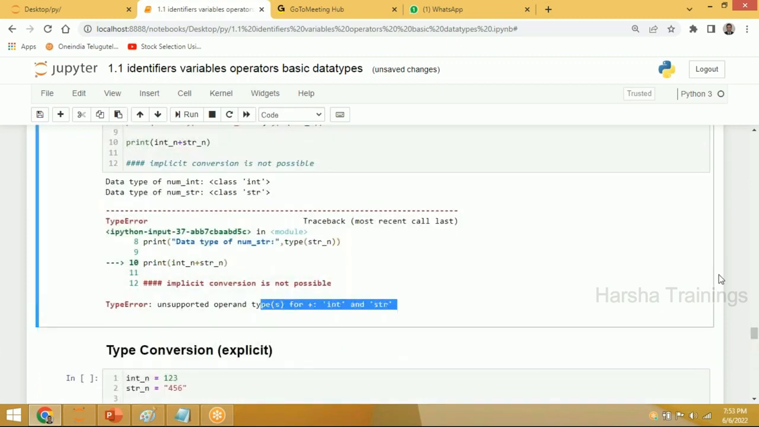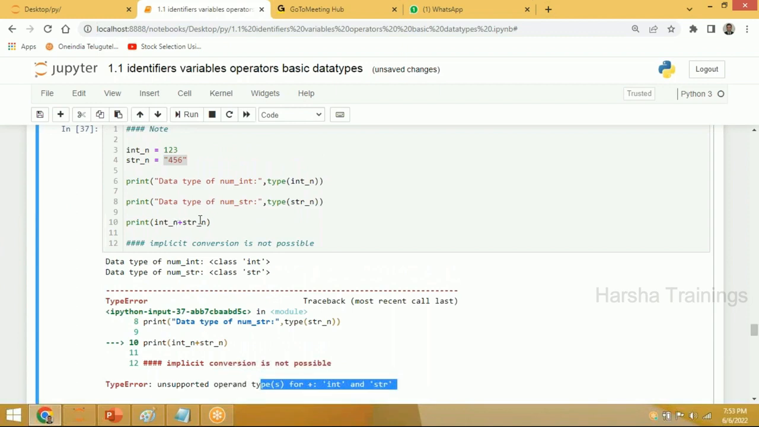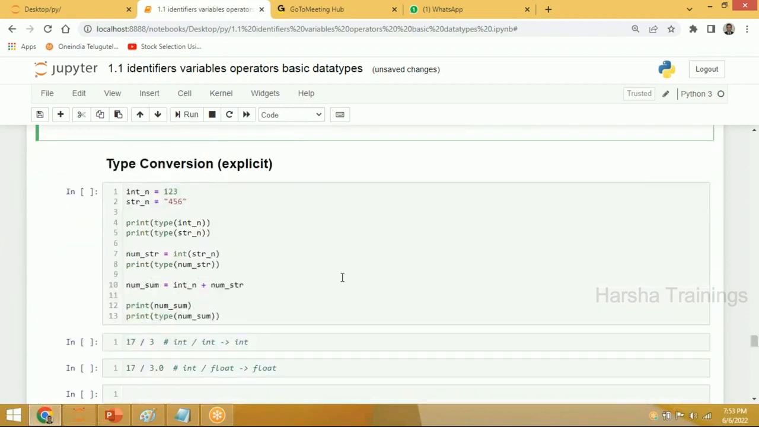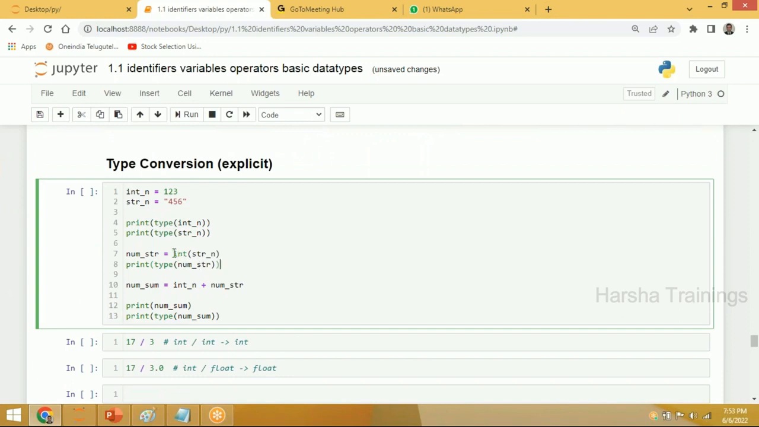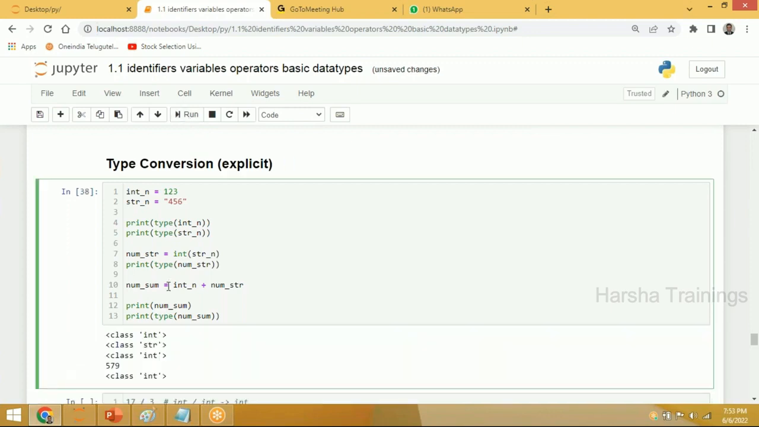String cannot be added to integer. If I want to add it, I have to do type conversion. Look at here. The string 456 has been converted to integer. Now, integer 123 will be added with integer 456. Now it will become 579. This is called type conversion. Clear for you?